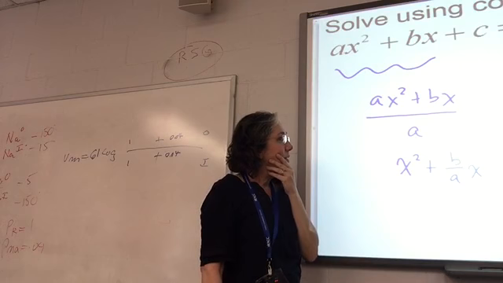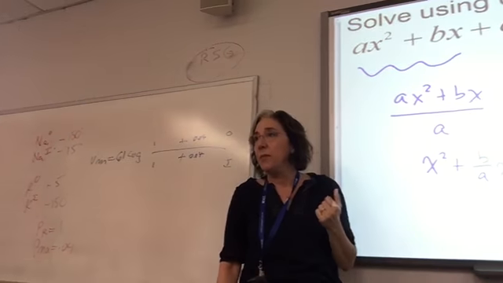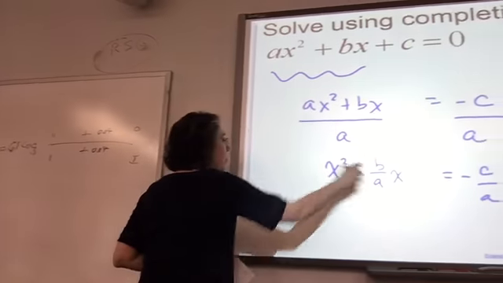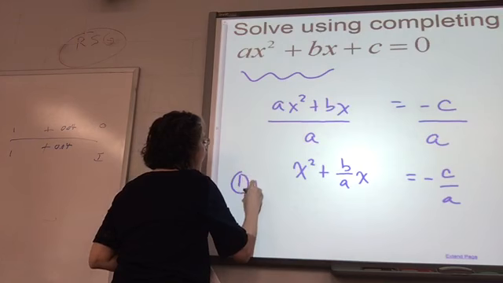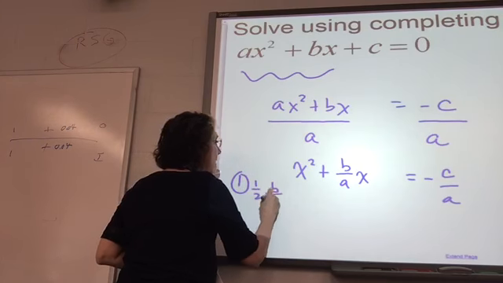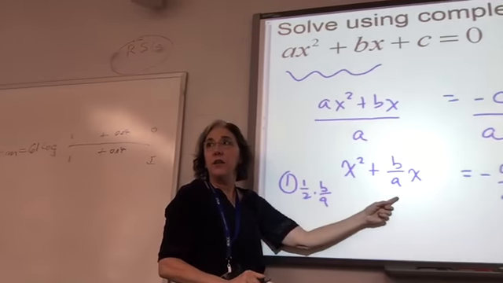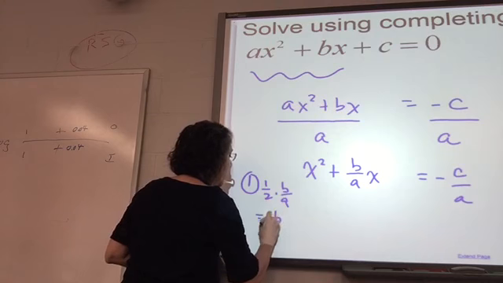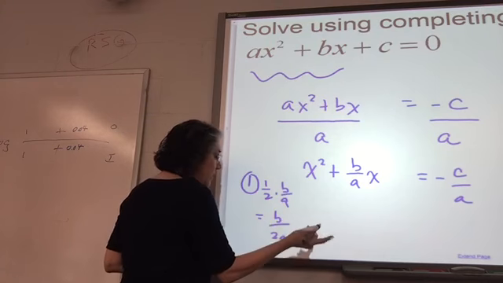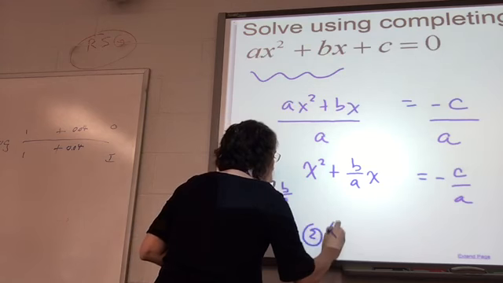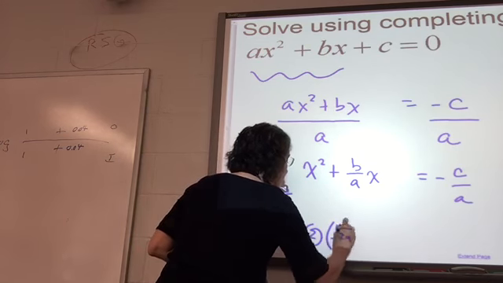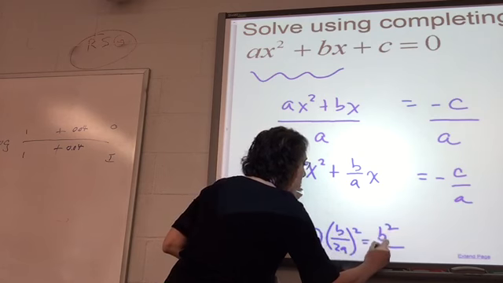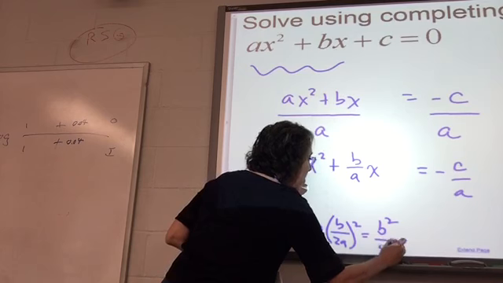So let's just do one more step of where it comes from. How do we complete the square? We take half of the number in front of x, right? So half of the b over a, which is b over 2a. And then we square that. And so that's b squared over 4a squared.